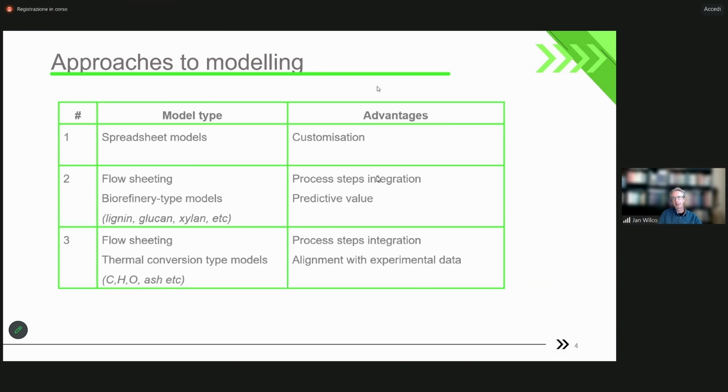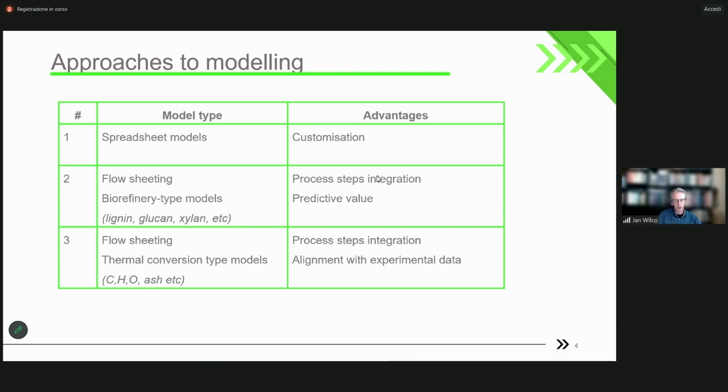So for modeling, we considered various approaches. In the past, we have mostly used spreadsheet models, which are quite handy because you can customize them to match your experiments directly. But the downside is that they offer very little knowledge about integration of various process steps. That's quite complex to do, and also not very flexible.